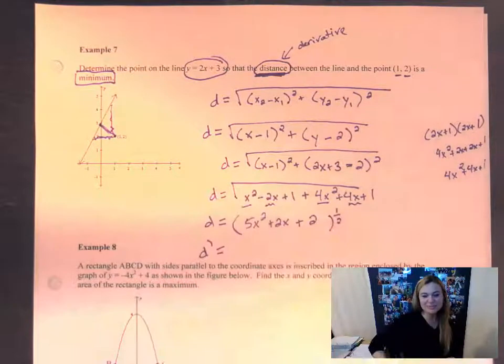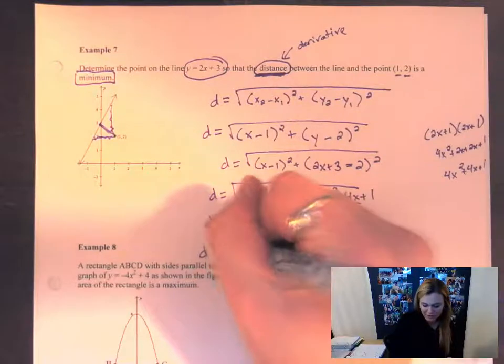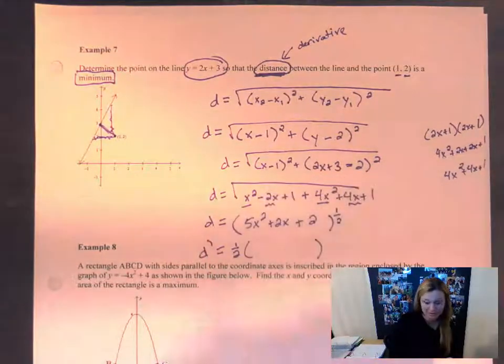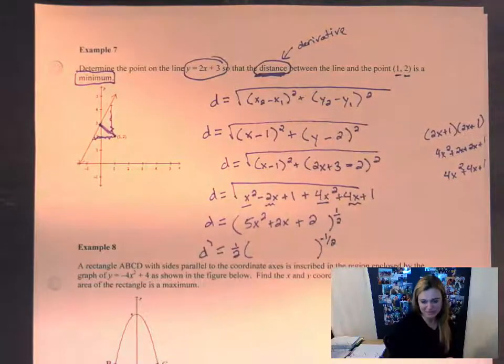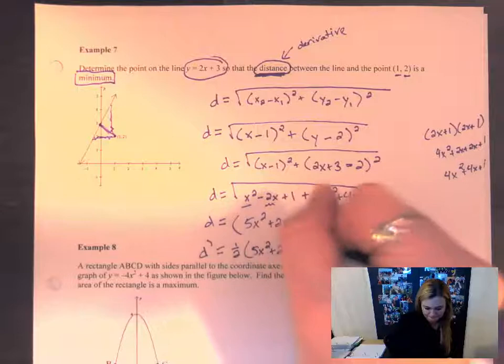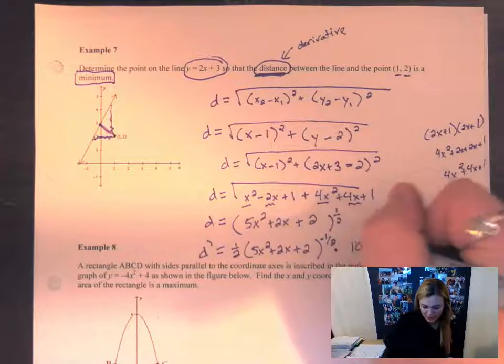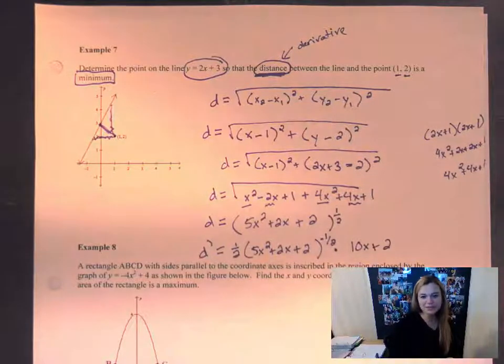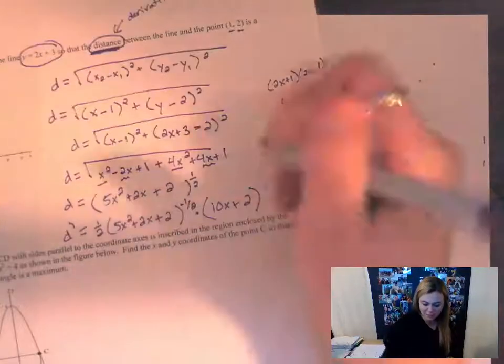The derivative of d is d prime. Chain rule. Wow. 1/2. Leave the inside alone. My new exponent is negative 1/2 times the derivative of the inside. So leave the inside alone, times the derivative of the inside. You would get 10x plus 2, and this is not the correct answer. This is. One more step.